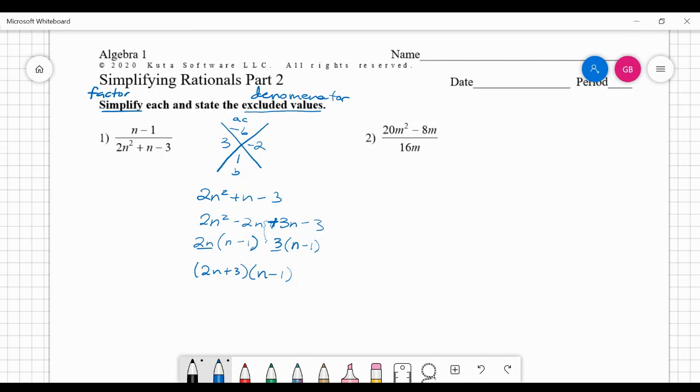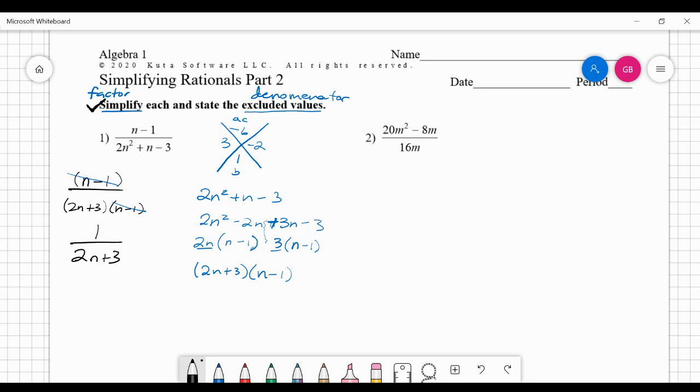Okay, so now going back to the problem, I'm going to replace the denominator with the factored form. So now I have n minus 1 over 2n plus 3 times n minus 1. So I could simplify this out now. So my simplified form is 1 over 2n plus 3. Okay, so I have simplified.